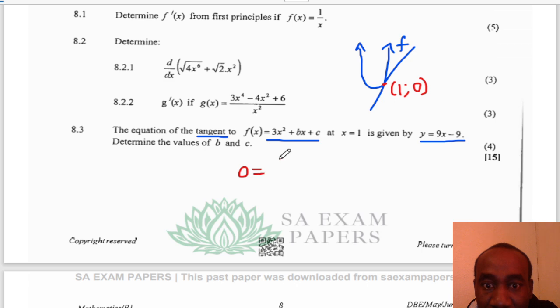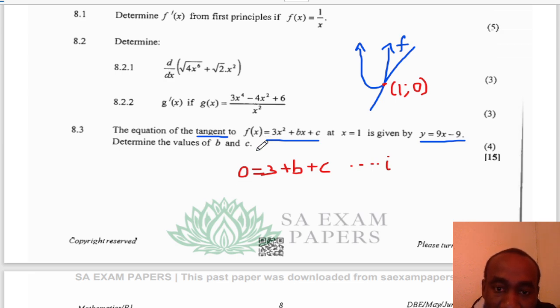Then that will be equal to, if we substitute x equals 1 here, 1 squared times 3, that is 3, plus b multiplied by 1, that would be b, plus c. Right, so that will be the first equation, equation 1: 0 = 3 + b + c.